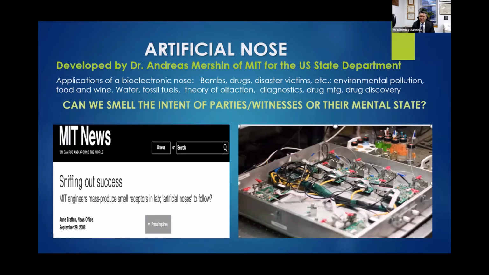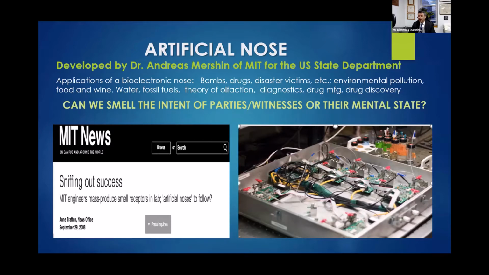Why is that important? Because Andreas Merschen says that humans give a certain smell as we go through space. And that is detectable. Now, we haven't gotten to that stage yet in terms of the technology, but my question as a lawyer, and this is an article that Andreas and I are going to be working on in the near future, my question as a lawyer is, can we smell the intent of parties or the witnesses, or can we smell their mental state? Imagine what that will do in terms of litigation if we can actually have a device that can smell the mental state.